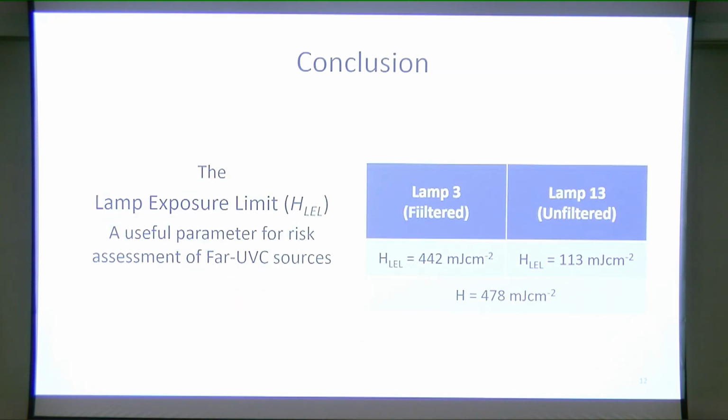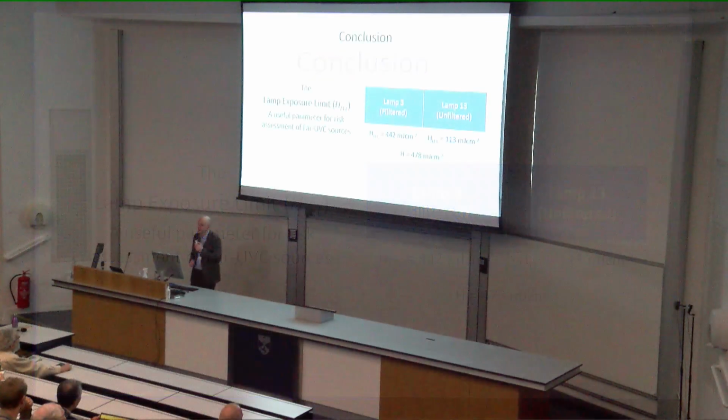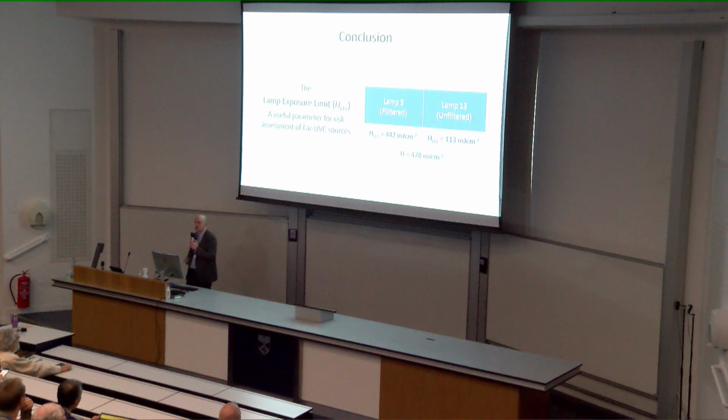And it also has the unintended consequence of actually demonstrating how good filtering is in a system. Because the better the filtering, the closer the lamp exposure limit will be to the single wavelength exposure limit. So you can see that here, where lamp 3 is almost the same in its exposure limit as the single wavelength at 222 nanometers. So I hope I've convinced you that the lamp exposure limit is important, that it's a very useful parameter, and I just want to say thank you to everybody for listening.